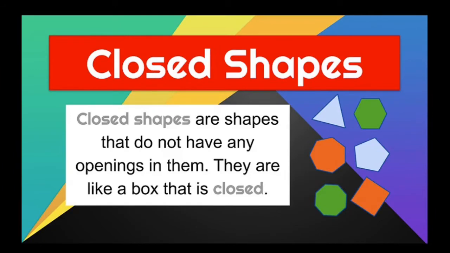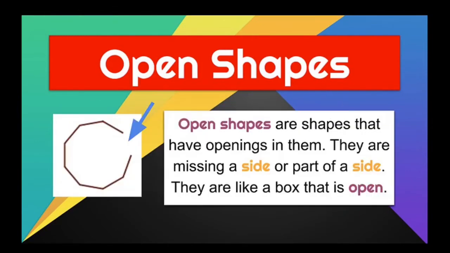So closed shapes are shapes that do not have any openings in them. They're like a box that is closed. All of the shapes there on the side are closed shapes. And they are all polygons because what kind of sides do they have? Yep, they have straight sides. So all of those are polygons that are closed.